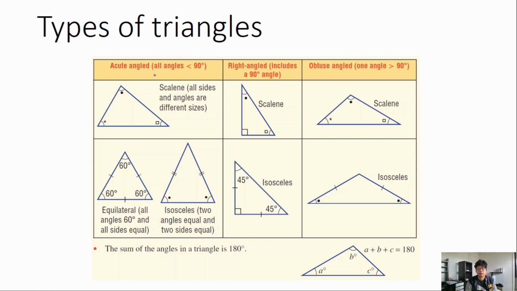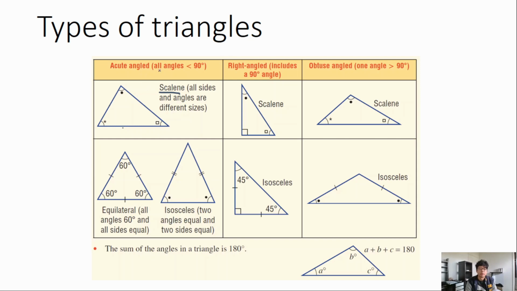There's acute angled on the left, right angled in the middle, and obtuse angled on the right. So acute angled triangles, all angles are smaller than 90 degrees. So you can see here, they're all smaller than 90 there. So there's two types of acute angled triangles. The first is scalene. That means all sides and angles are different sizes. So that angle, that angle, that angle, they'll all be different. And the length of all the sides will also be different.